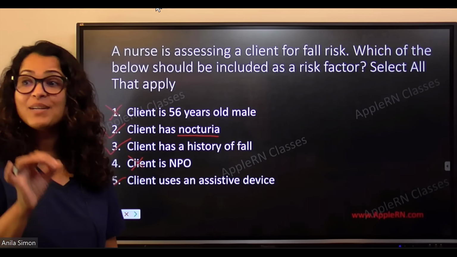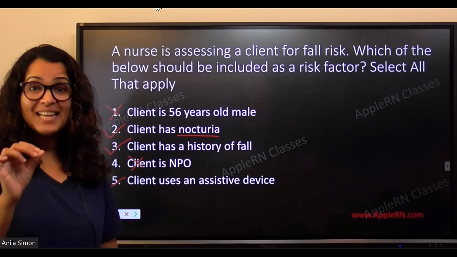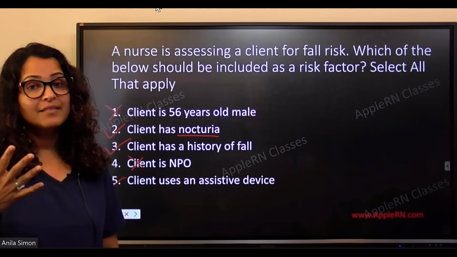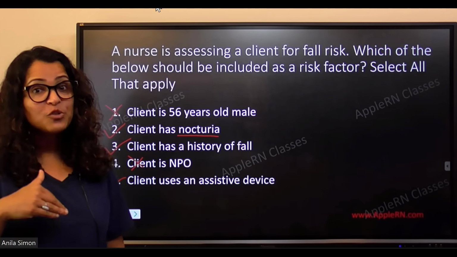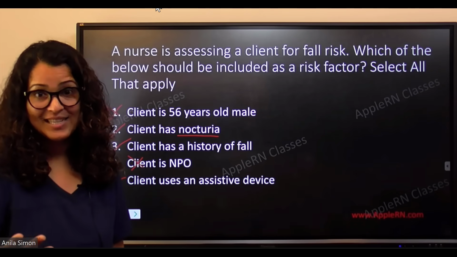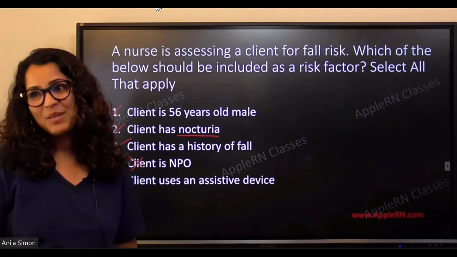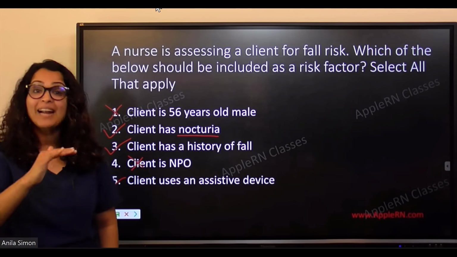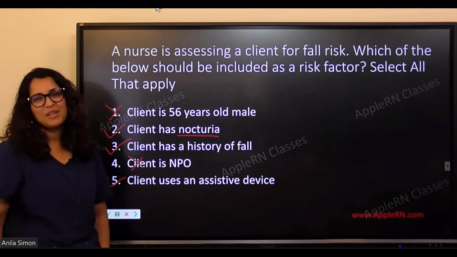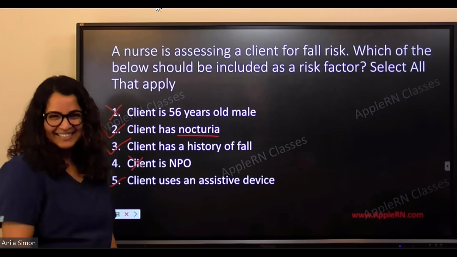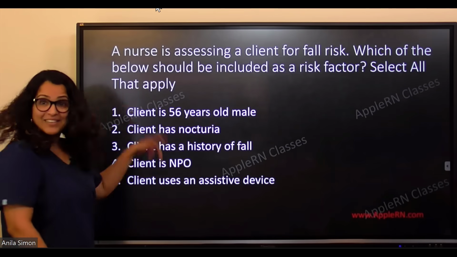So whenever somebody is NPO, we also have to make sure that they are not dehydrated, right? Give IV fluids or whatever is needed to keep them adequately hydrated so that they won't have any problem. Okay. All right. Now we know that.